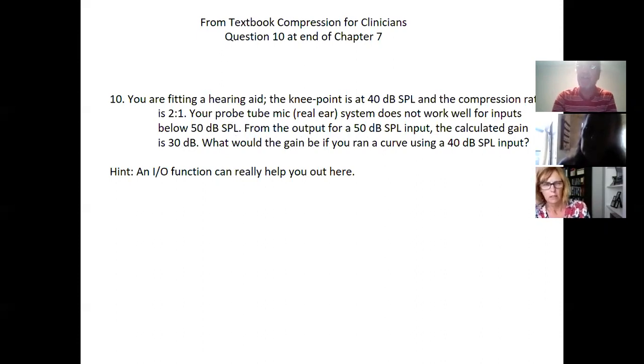You're right. Now the question is, what would the gain be if you ran a curve using a 40 dB SPL input? Hint: an input-output function can really help you here. So let's do that. We know that there's something about 30 for a 50 dB SPL input. We said 50 in is going to be 80 out, so my gain is going to be 30. So let's draw a graph. Whoops, here we go.